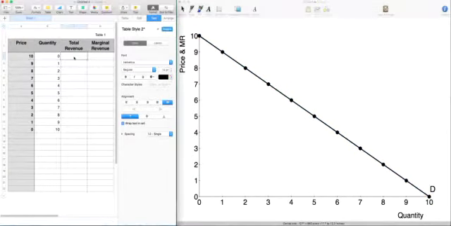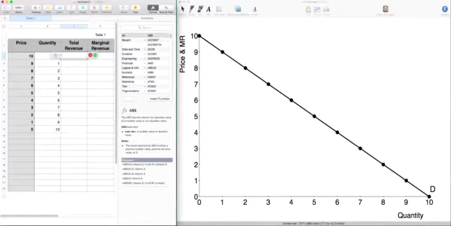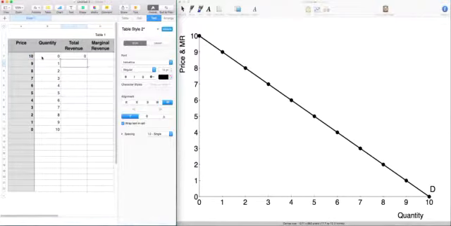As you remember, total revenue is just price times quantity. So if I take price and multiply by the quantity, that gives me total revenue. At a price of 10, I sell nothing, so my total revenue is equal to 0. For all the remaining price quantity combinations, I'm going to do that calculation in a spreadsheet. I'm just going to copy this straight down.